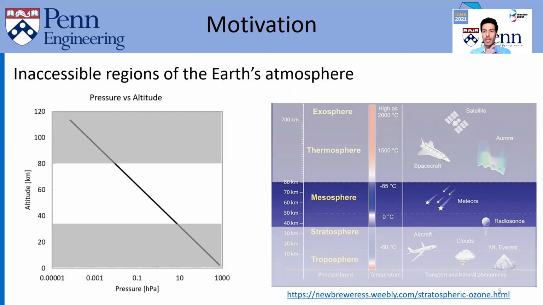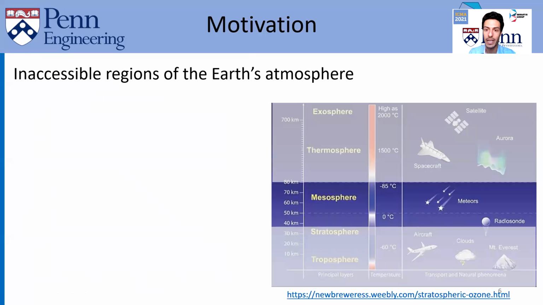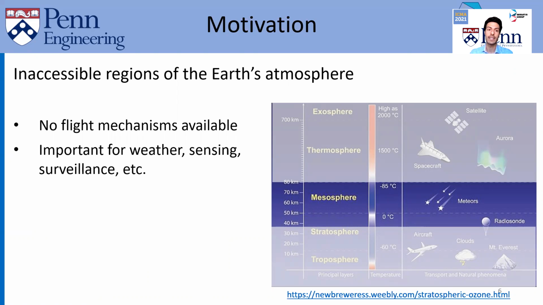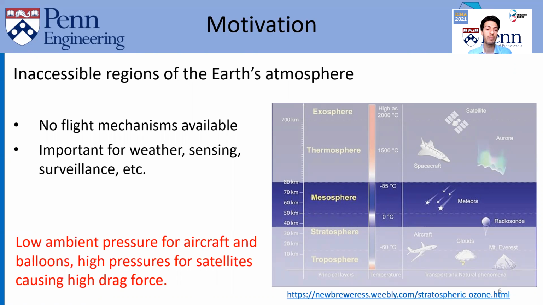Why is it important for us to be able to fly in this region of the atmosphere that we call near space? Several reasons. Well, first, we don't have any flight mechanisms, and it's a region of our atmosphere that has not been studied. That region is very important because it has a lot of information about weather patterns that we can use to improve our models of weather patterns. We can also use the different mixtures of gas and other things to be able to sense in this region of atmosphere. And of course, there's always surveillance applications that we can do. This region is really inaccessible because the pressure is too low for aircrafts and balloons, and it is too high for satellites and causes a lot of drag.